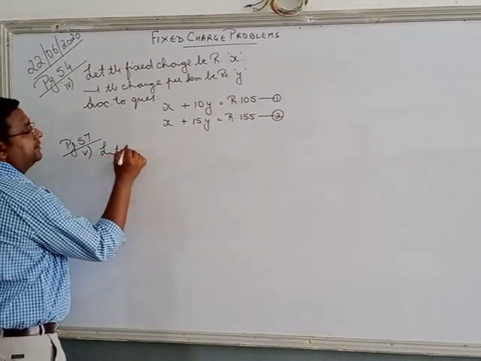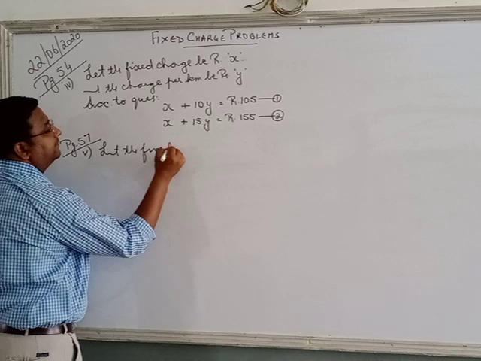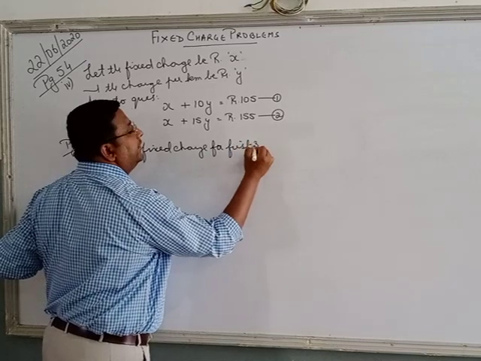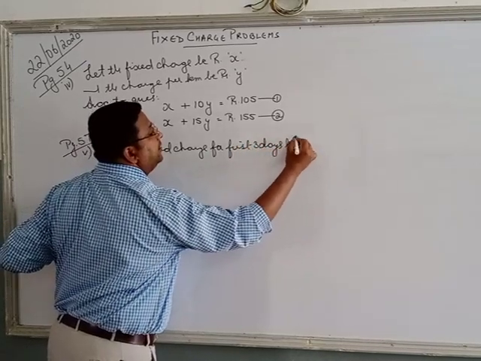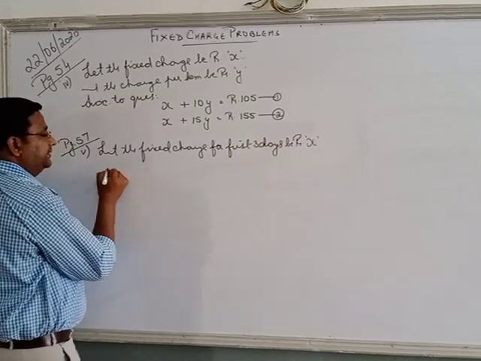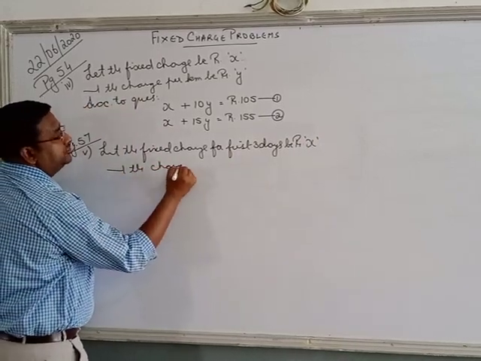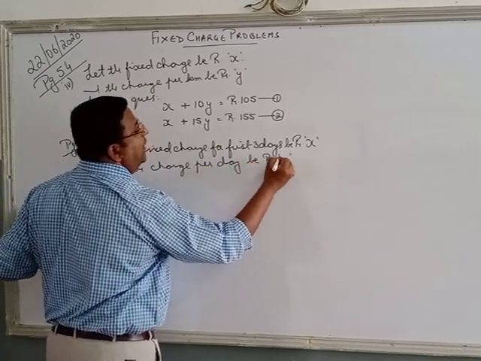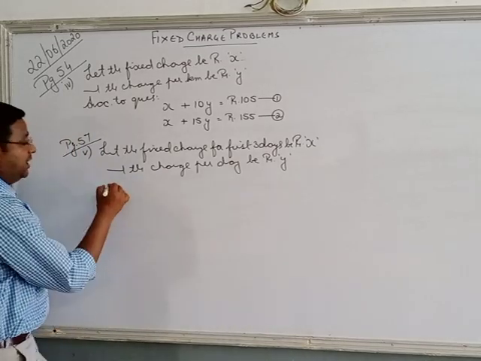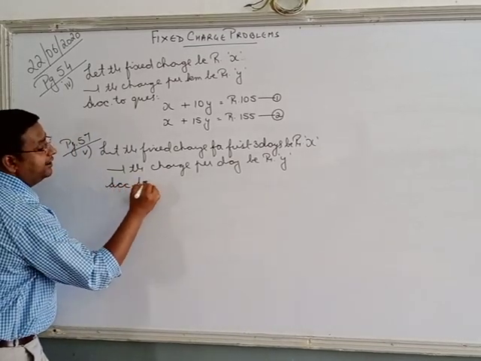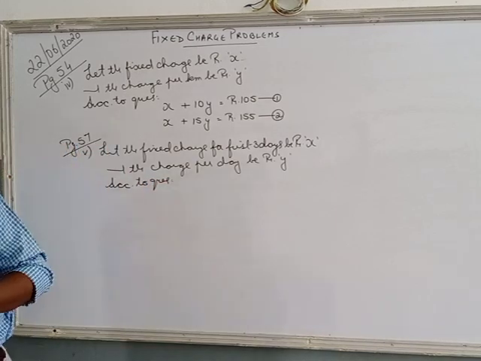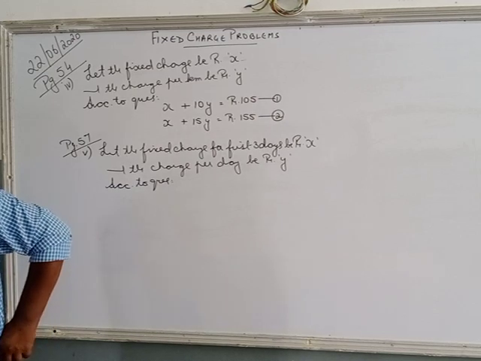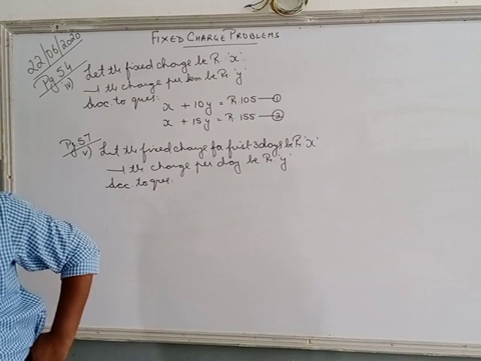So let the fixed charge for the first 3 days be rupees X and the charge per day be rupees Y. Now read, there are 2 people according to the question. One is Sarita, the other one is Susie. According to the question, Sarita paid 27 for a book she kept for 7 days.